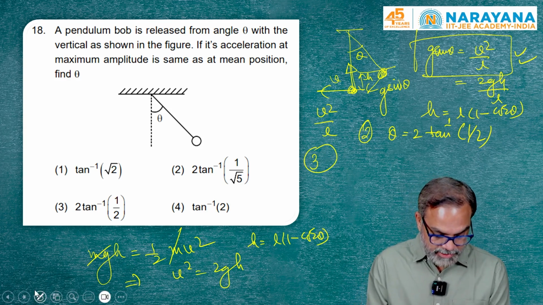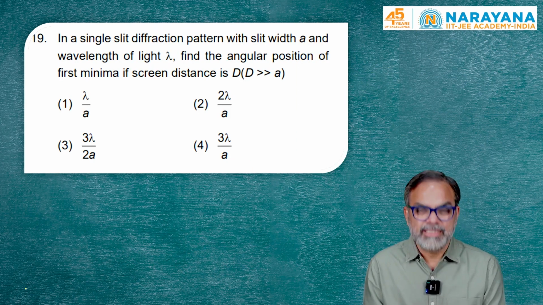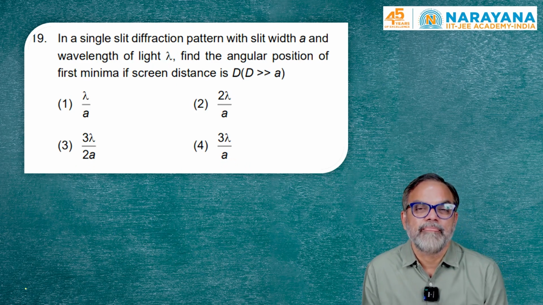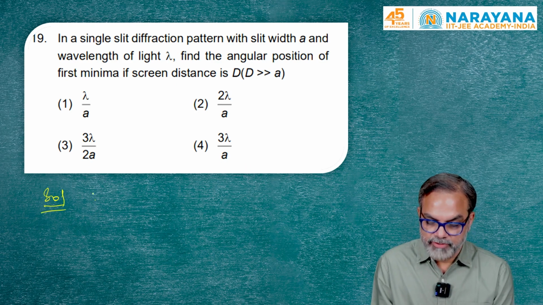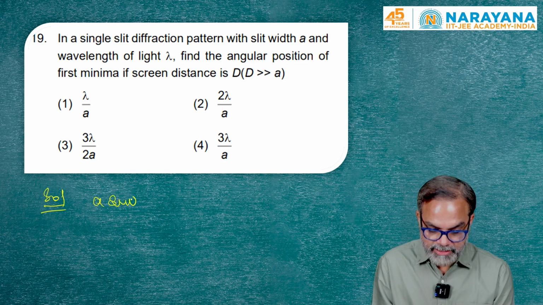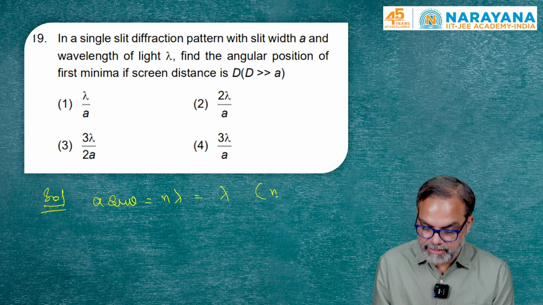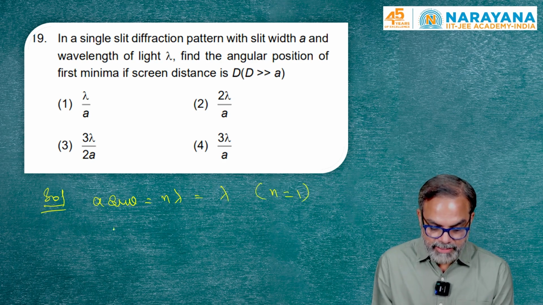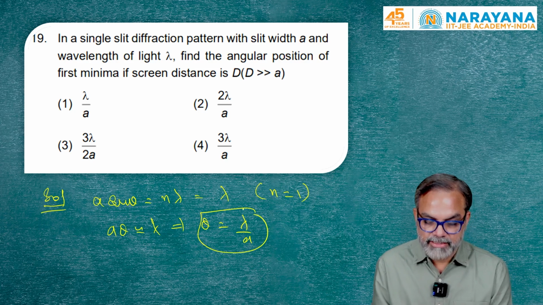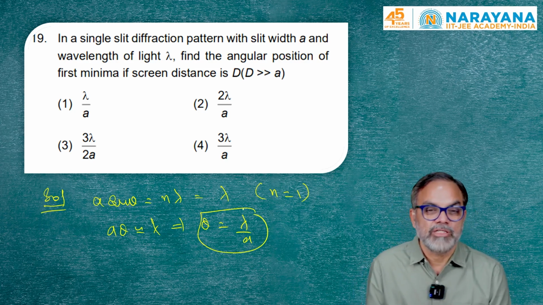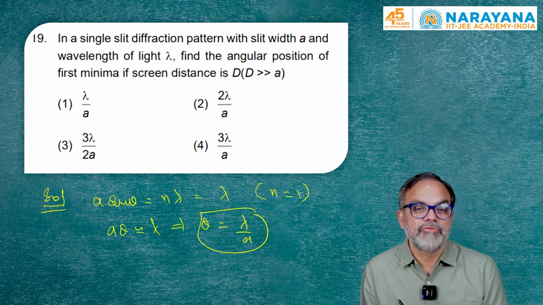Moving further, this is a very straightforward question, simply formula based. The condition given is a sine theta equal to n lambda, with n equal to 1, and if theta is small, so a theta will be lambda, and from here we get the angular position of the first minima. That is simple, the question. You can answer it mentally also. I have just scribbled a few expressions.